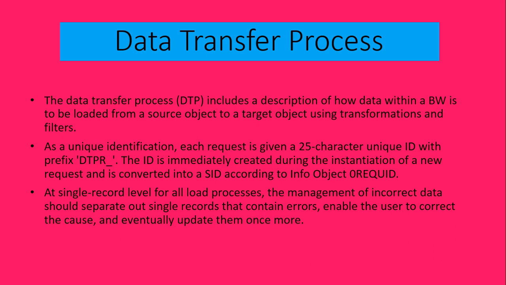So DTP also handles incorrect data records. It captures the error records, and now it depends upon the user whether he or she wants to load those incorrect records to the further data targets or not. If a person wants to load the incorrect records to the further data targets, he or she has to first correct them, and then load them into the further data targets.